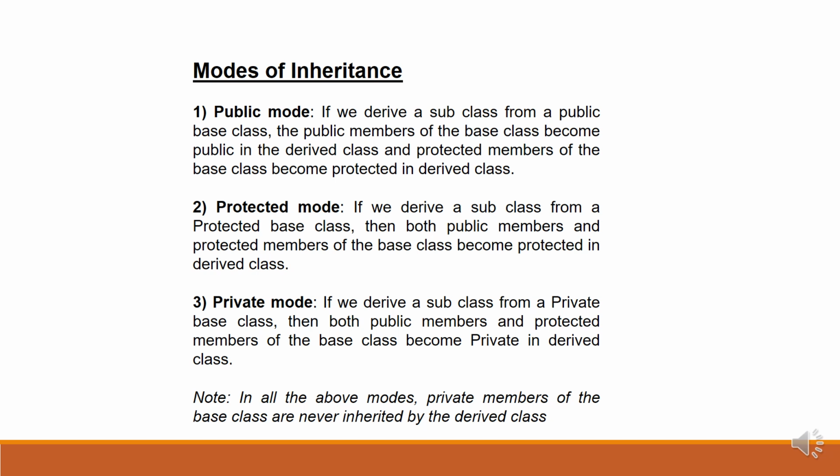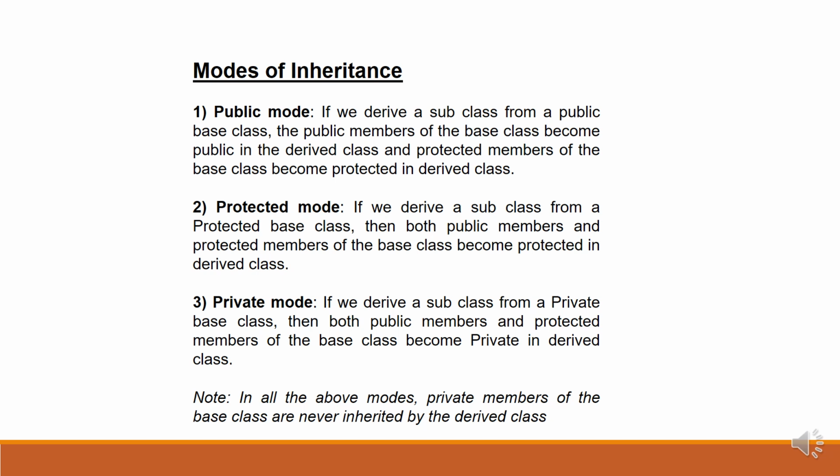There are three modes of inheritance: public, protected and private. When the mode of inheritance is public, then the access level of the base class members remains unchanged. That is, the public members of the base class become public in the derived class and the protected members of the base class become protected in the derived class.